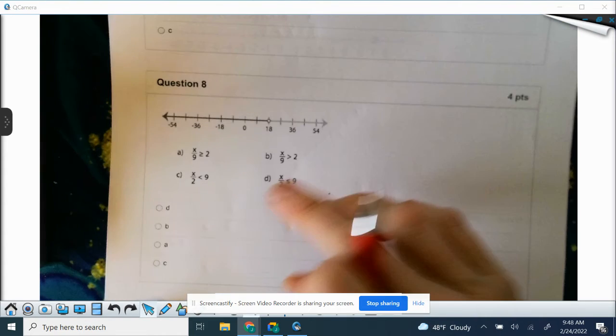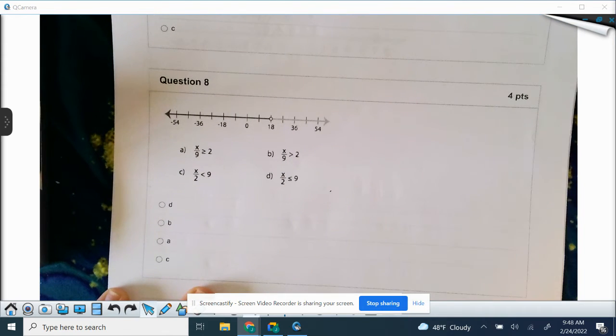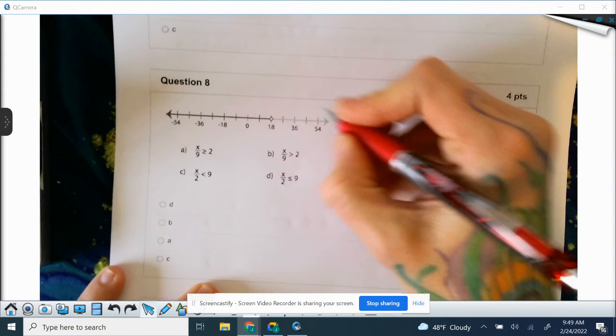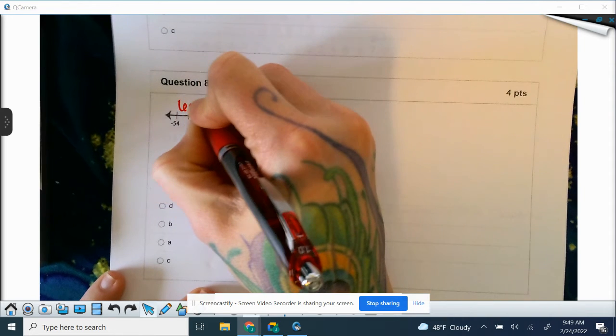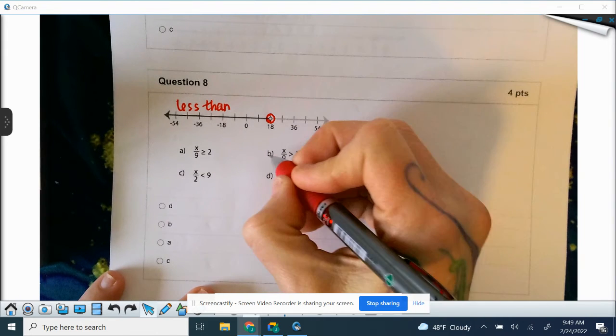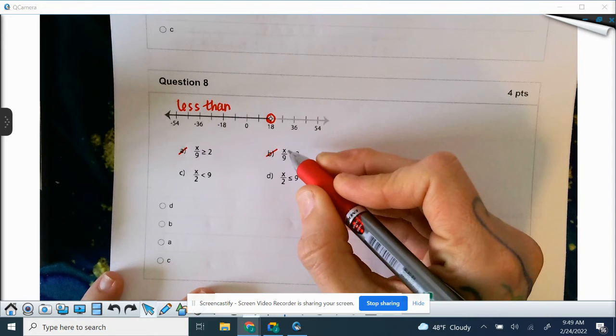Number 8, again, you got to solve it sort of first, maybe, depending on how your brain works. So this is at 18, and it is an open circle again, and it's less than because it's shaded to the left. So we know we could get rid of right now answer choice B and A, because that's x is greater than.